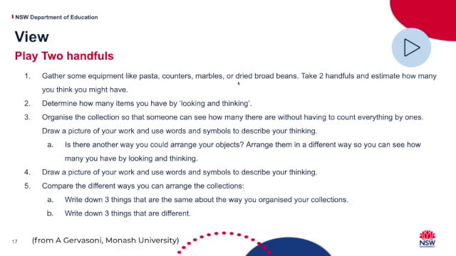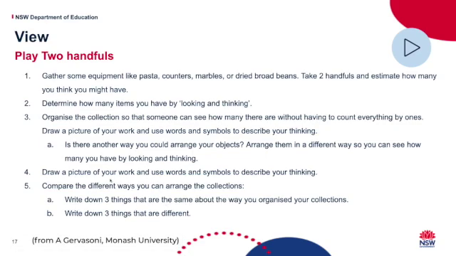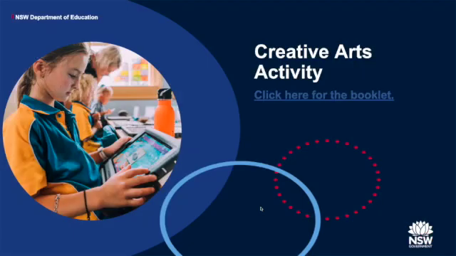Gather the pasta, counters, marbles, or broad beans. Take 2 handfuls. Determine how many items you have. Organize a collection, just like I've explained. And then you need to write things. Then you need to organize it in a different way. So I organized it in 5s. Now I might organize it in 10s. Okay. Compare the different ways you can arrange the collections. Then write down 3 things that are the same and 3 things that are different between the collections. Okay. And then the last thing is your creative arts activity.